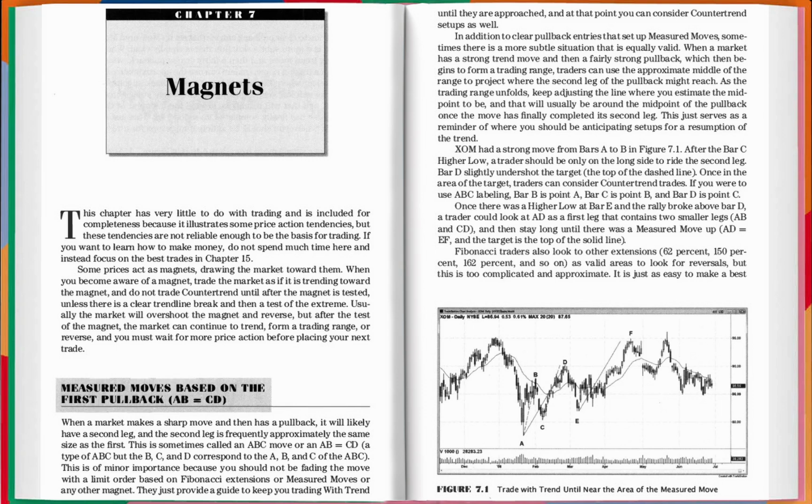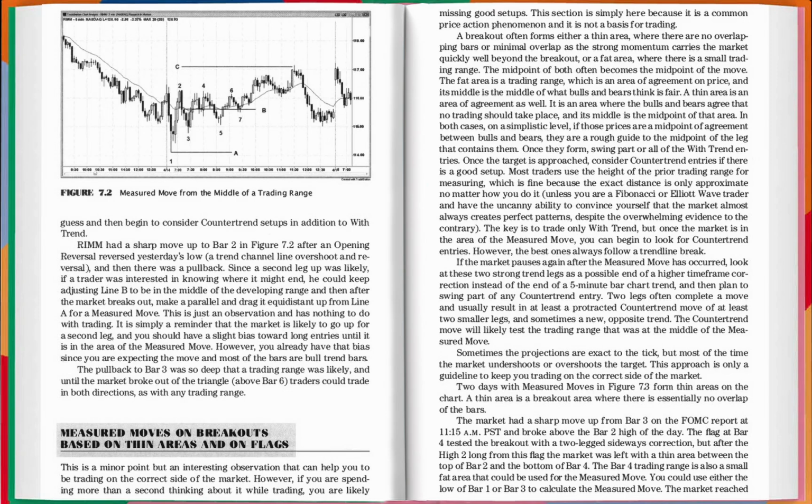If you were to use ABC labeling, bar B is point A, bar C is point B, and bar D is point C. Once there was a higher low at bar E and the rally broke above bar D, a trader could look at AD as a first leg that contains two smaller legs, AB and CD, and then stay long until there was a measured move up, AD equals EF, and the target is the top of the solid line. Fibonacci traders also look to other extensions, 62%, 150%, 162%, and so on, as valid areas to look for reversals, but this is too complicated and approximate. It is just as easy to make a best guess and then begin to consider countertrend setups in addition to with-trend.